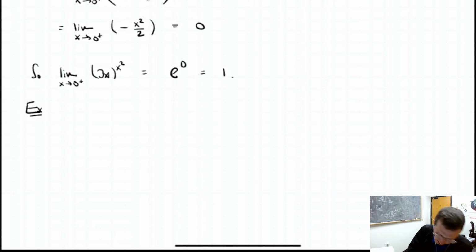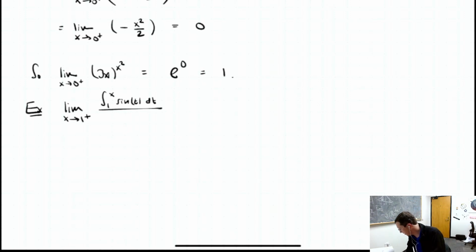So I want to look at the limit as x approaches 1 from the right of the integral from 1 to x of sine of t dt over x minus 1. An integral inside a limit.